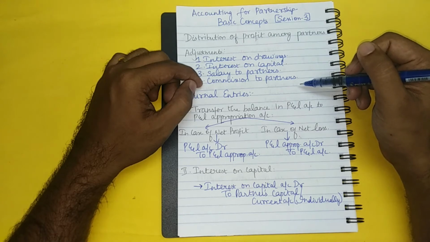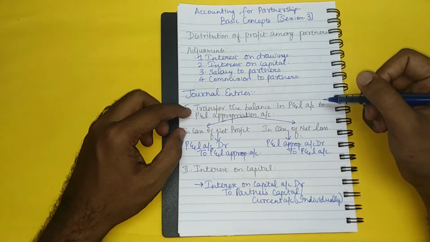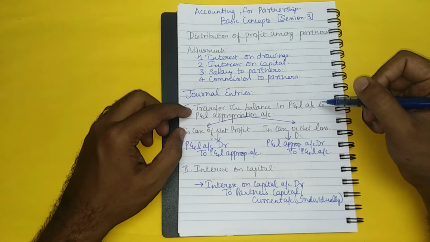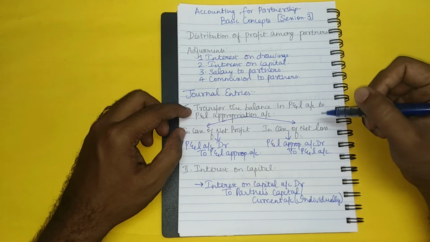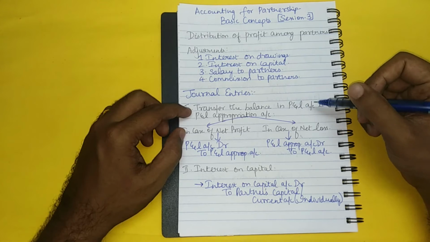Now, let us learn about the journal entries for preparation of the Profit and Loss Appropriation account and making the various adjustments through it. The first entry is to transfer the balance in the Profit and Loss account to the Profit and Loss Appropriation account. As we already saw, the Profit and Loss Appropriation account is an extension of the Profit and Loss account. So, the balance of the Profit and Loss account needs to be brought to the Profit and Loss Appropriation account as the opening figure. Therefore, the entry for transferring the balance is as follows.